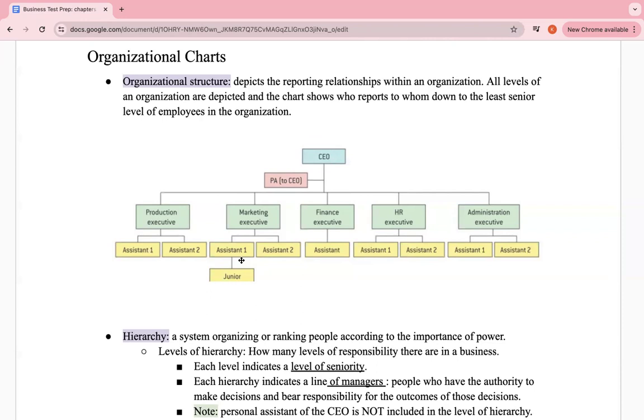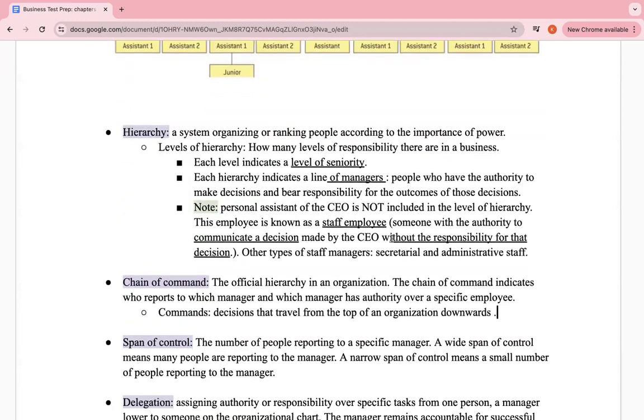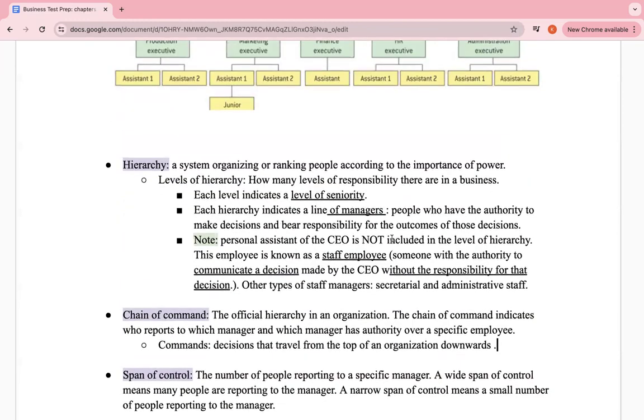And here, this is the chain of command because, for example, the marketing executive is in charge of these assistants, but the HR executive is in charge of these two. So you can just see the chain of command. Now, the span of control. It is the number of people reporting to a specific manager. A wide span of control means many people are reporting to the manager, and a narrow span of control means a small number of people are reporting to the manager. So just keep that in mind. Narrow, small.